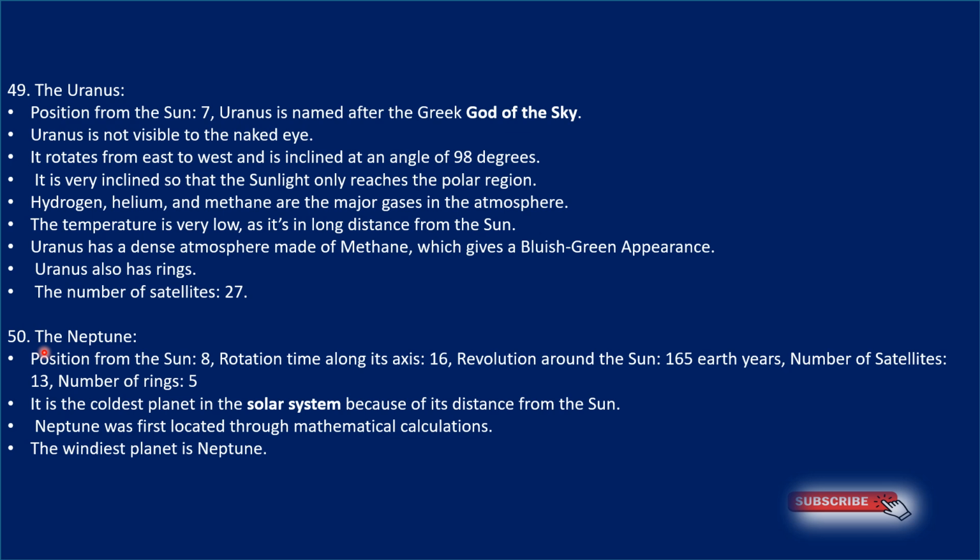Next one is Neptune. Position from the Sun, it is in the 8th position. Rotation time along its axis is 16 hours. Revolution around the Sun is 165 Earth years. Number of satellites 13. Number of rings 5. It is the coolest planet in the solar system because of its distance from the Sun. Neptune was first located through mathematical calculations. The windiest planet is Neptune.